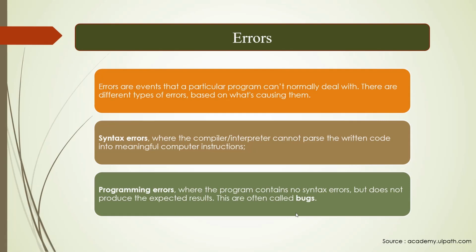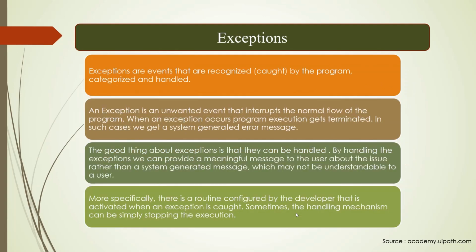So that was all about errors. Now it has one counterpart which is called exceptions, and this is what we are more interested in. As we have just seen, errors are something that cannot be handled by the program itself, whereas exceptions, on the other hand, are events that are recognized, caught by the program, categorized, and handled. This part is important: exceptions can be caught by a program. The program can categorize the exception and it can handle it also.